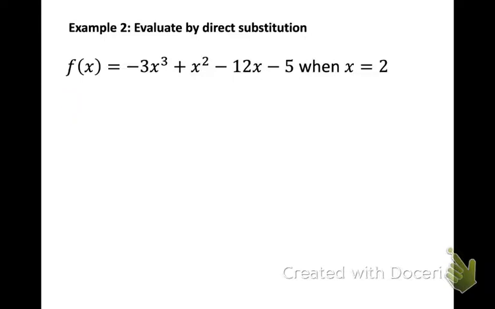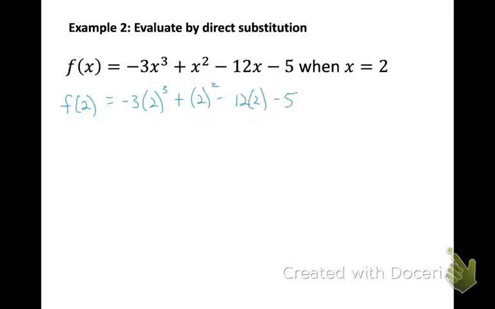So we have this cubic polynomial f of x equals negative 3x to the third plus x squared minus 12x minus 5. And we want to find out what this equals when x equals 2. So we're going to plug in 2 everywhere we see an x. That's called direct substitution. So instead of f of x, we'll write f of 2 equals negative 3, and then in parentheses 2 to the third, plus in parentheses 2 squared, minus 12 in parentheses 2 minus 5. It's just a good technique whenever you're substituting in values to put them in parentheses.